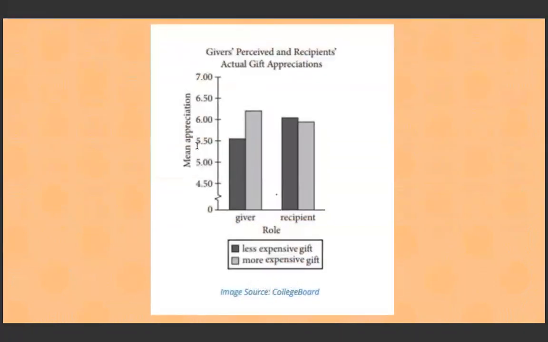So here's the bar graph. Givers' perceived and recipients' actual gift appreciations. So there's your title, and you're going to circle it, and they're comparing two groups of people, the giver's perception and the recipient's actual gift appreciation. So I give you something, and I want to know how much you actually appreciate the gift that I'm giving you. But it's all based on the giver's perception, my perception of your response.